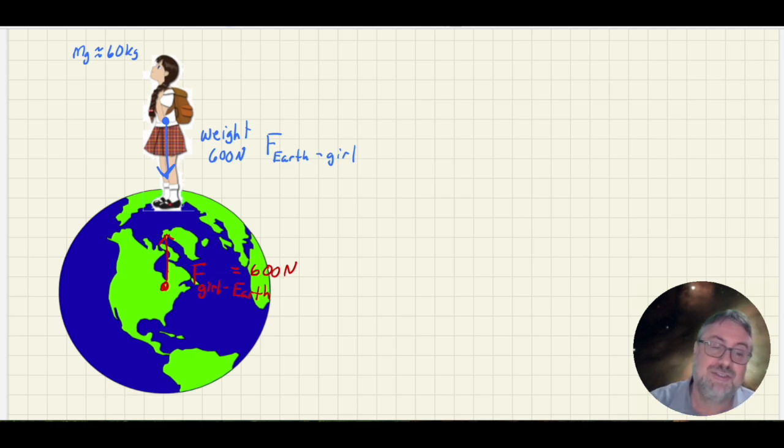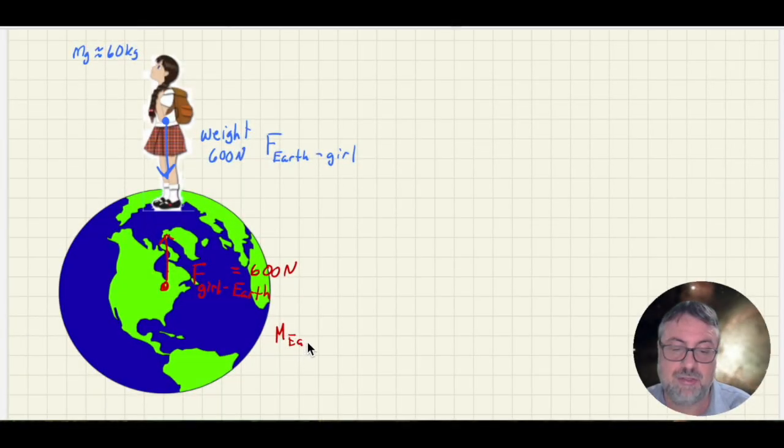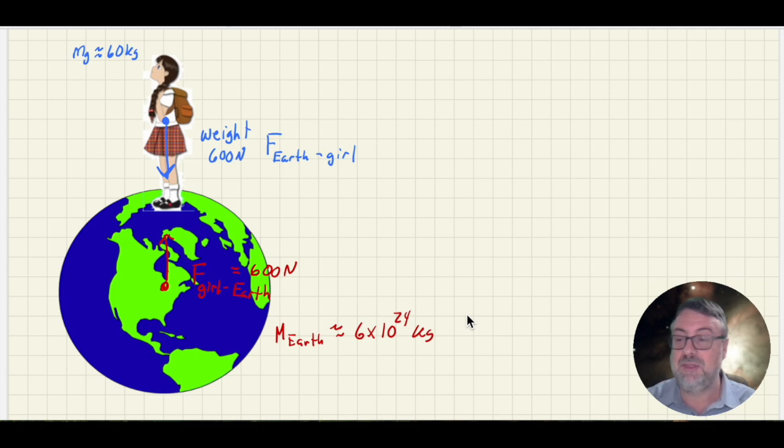Now, the mass of this girl is about 60 kilograms. The mass of the Earth is a little bit larger. The mass of the Earth is approximately 6 times 10 to the 24th kilograms. So the acceleration acting on the Earth would be 10 to the 24 times smaller, and that's basically immeasurable.